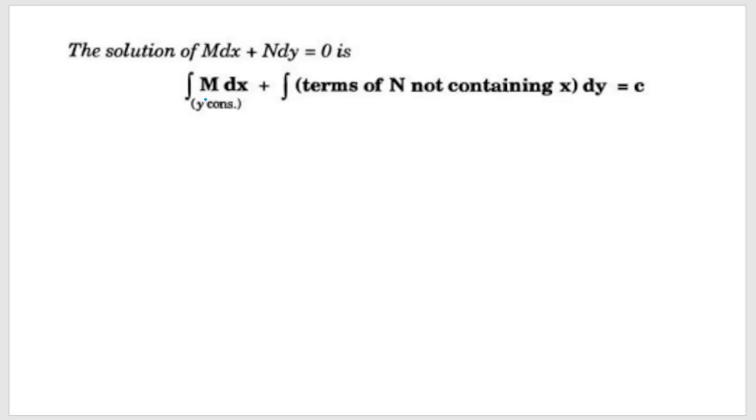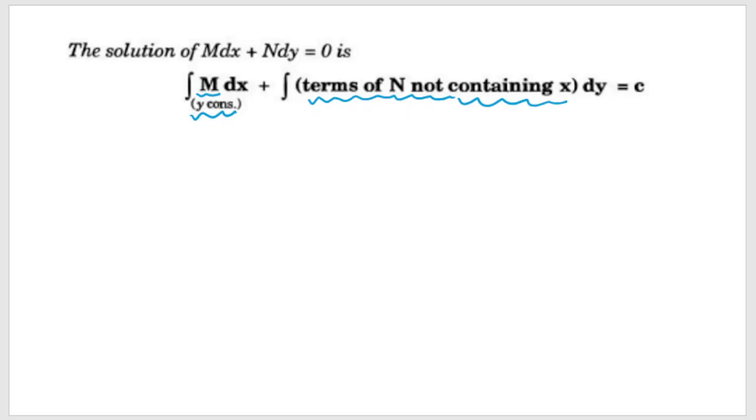Once we have got that it is exact, the next step is to check how to solve it. To solve it, we take M and we integrate it with respect to x by keeping y as constant, and then we integrate those terms of N. It is important: in the second integral, we consider only those terms of N which do not contain x. So x should not be present in those terms. We only take those terms and then we integrate it with respect to y.